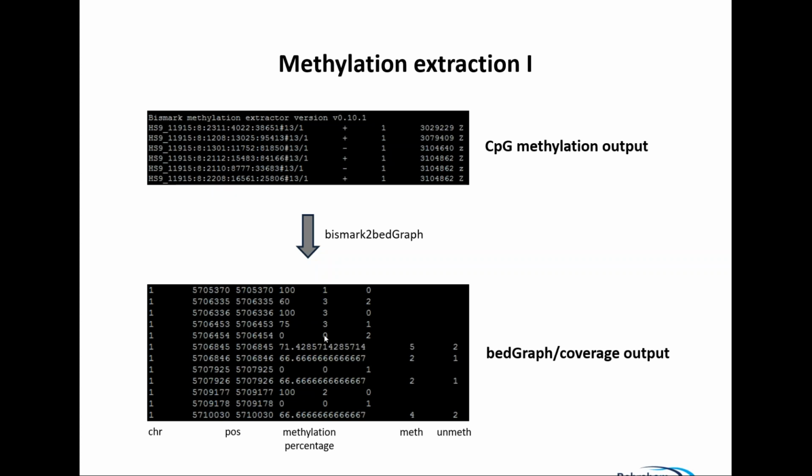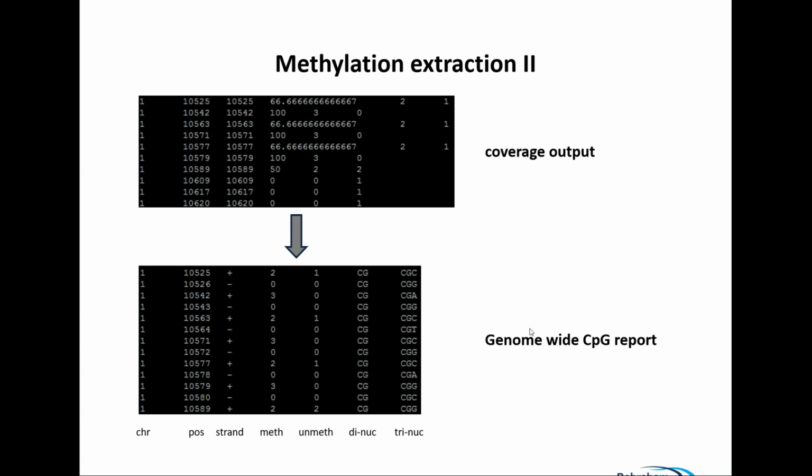For example, using R or any kind of other software. This is really useful, and you can also submit it to GEO as a supplementary file, which they require for a data submission. So this is already a good output, the coverage output. If you want to, you can even take the coverage output and further transform it into a genome-wide cytosine report, a CpG report by default.